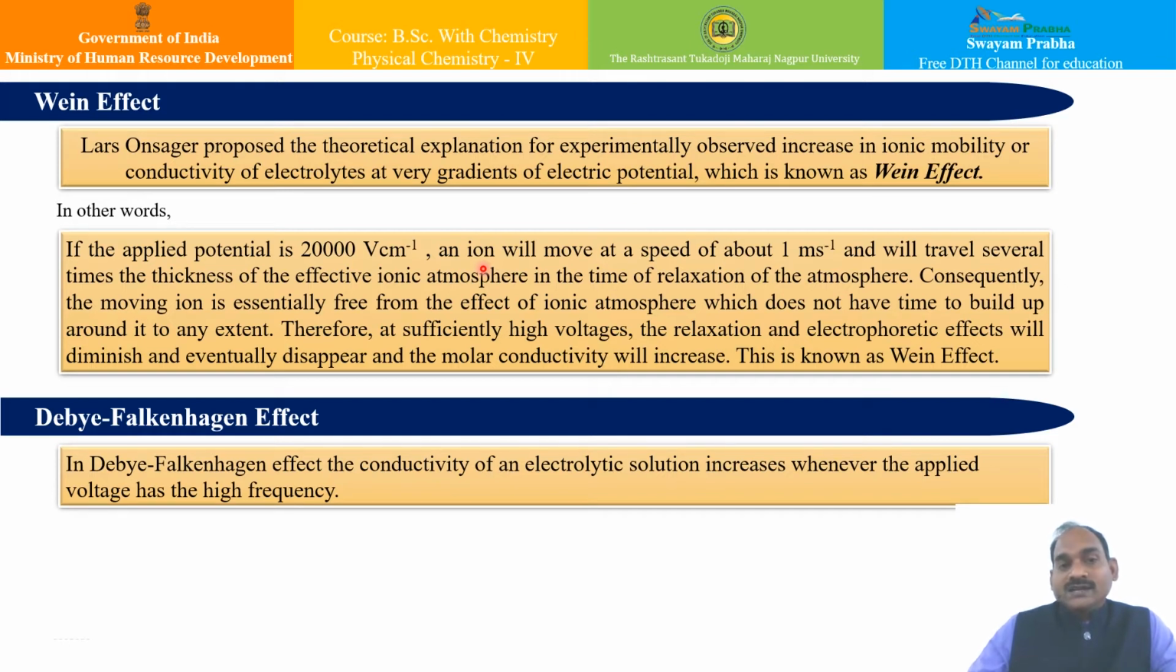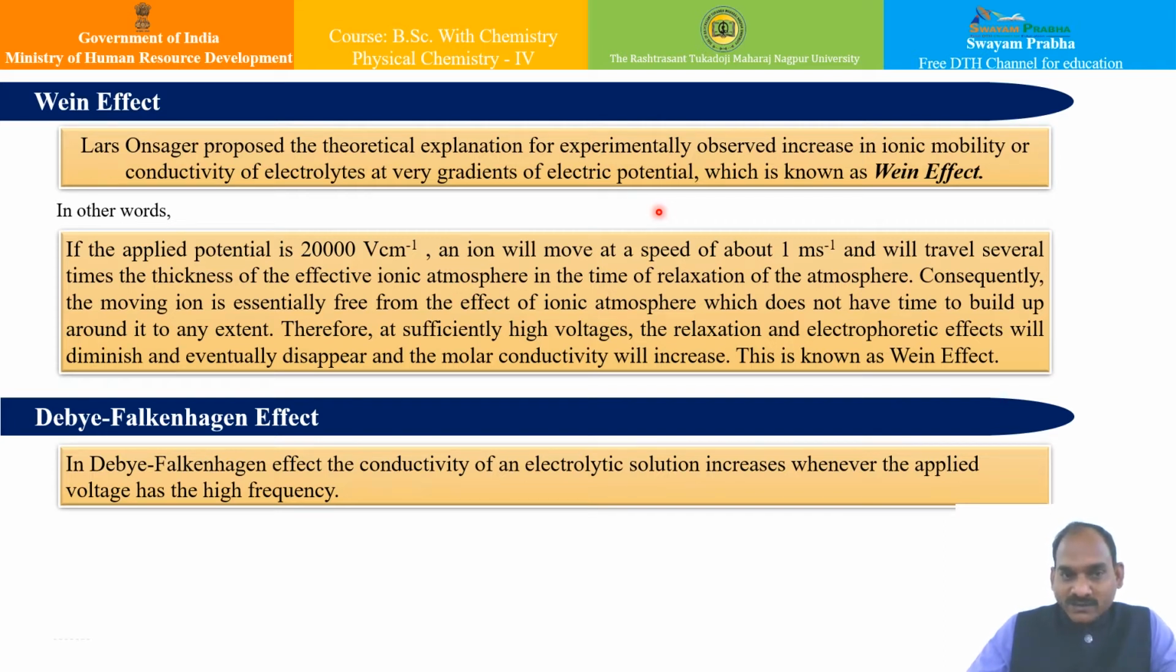Lars Onsager proposed the theoretical explanation for the experimentally observed increase in ionic mobility or conductivity of electrolytes with the variation of electric potential gradients, and this is known as the Wien effect. In other words, if the applied potential is 20,000 volts per centimeter, an ion will move at a speed of about 1 meter per second, and will travel several times the thickness of the effective ionic atmosphere in the time of relaxation of the atmosphere.